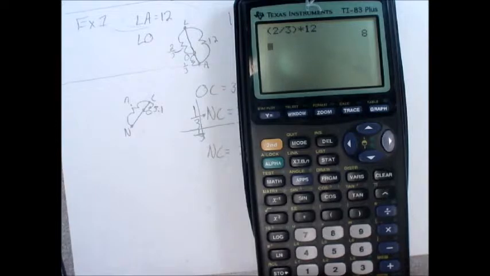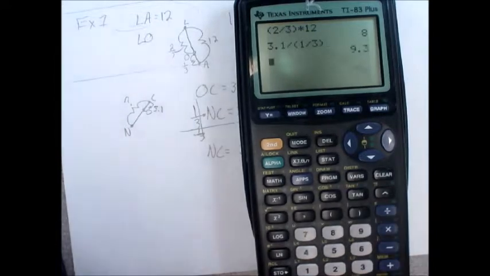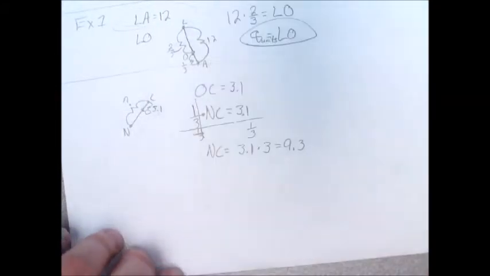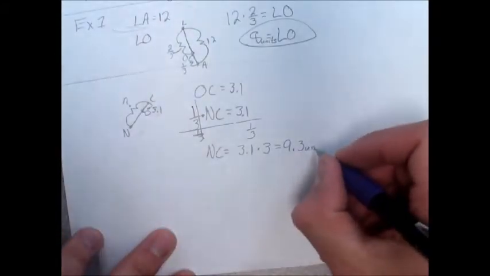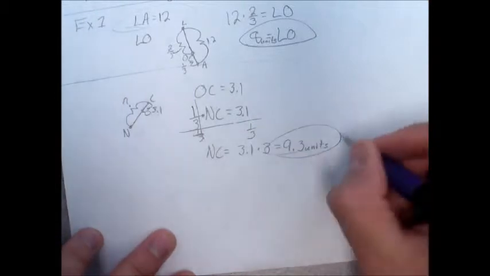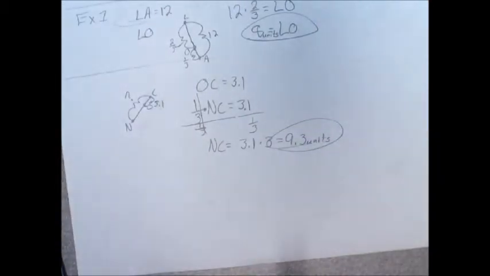We have 3.1 divided by 1/3. Gives us still the same answer. Okay? 9.3, I guess units, because they don't give us a measurement. So NC is 9.3 units.